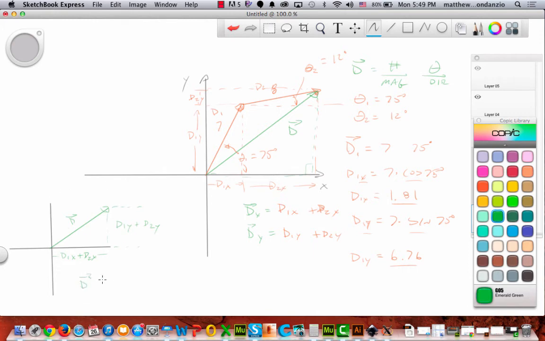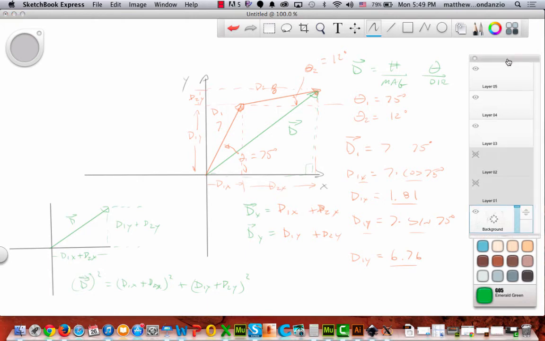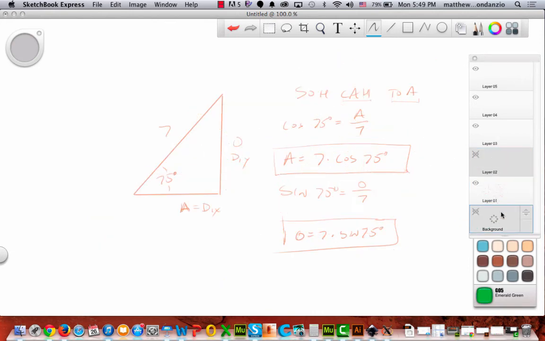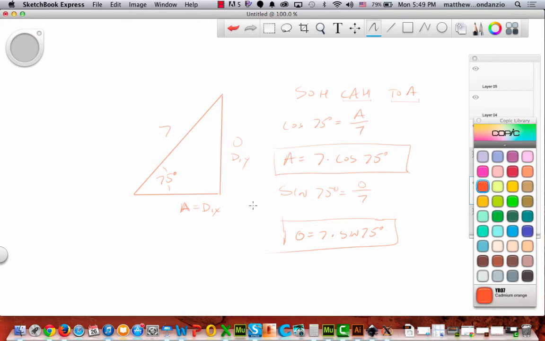And so how do we get to d? Well, d squared equals d1x plus d2x, squared, plus d1y plus d2y, squared, right? So again, this is the Pythagorean theorem, and we just plug and chug. So if I look at our initial numbers, I'll come back to here for a second. Our d1x, which is this one, equals d1x, and this is equal to d1y.